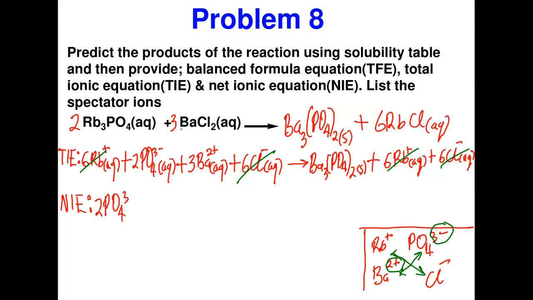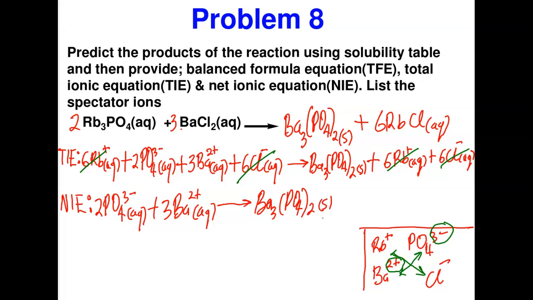So our net ionic equation is going to be 2PO4 3- aqueous plus 3Ba2+ aqueous to give us the solid Ba3(PO4)2 solid. And if you look at it, there are 2 phosphate ions here, there are 3 barium atoms, and the equation is balanced.